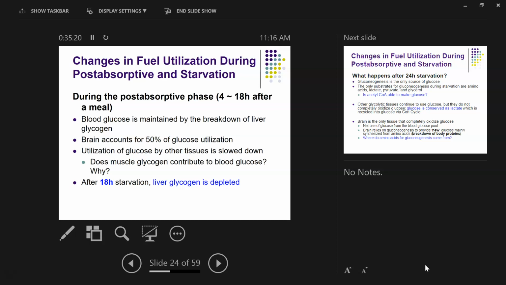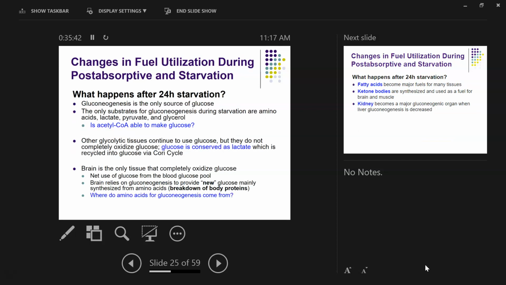Glucose 6-phosphatase, right? Okay. And after 18 hours of starvation, the liver glycogen is depleted, right? We use all of the glycogen in the liver. So 18 hours is the time point for glycogen depletion. So now what happens after 24 hours?